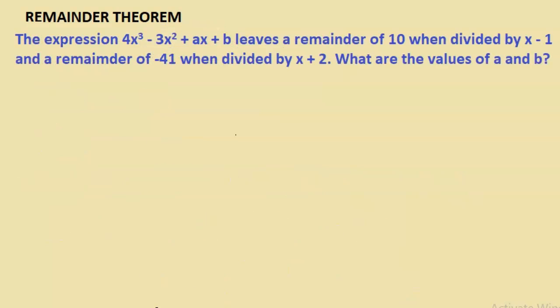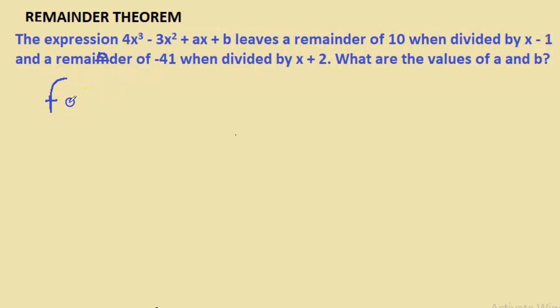So here's an x minus 1, and the remainder of minus 41 when divided by x plus 2. What are the values of a and b? So we are told that the remainder when divided by x minus 1 is 10. By the way, I have some improper spelling here. Should be remainder, right? So it means that divided by x minus 1, the remainder is 10.